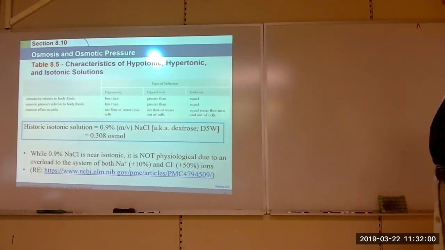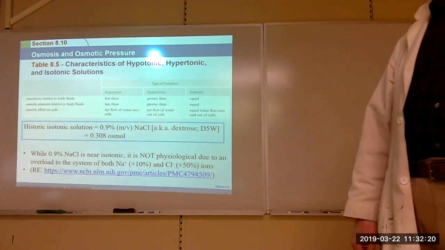Let's see. Here we go. If you want to read more about it, go to this article right here, and it talks about overstressing the patient's kidneys with an excessive slug of chloride. So there are physiological reasons not to use 0.9% sodium chloride in your drip.